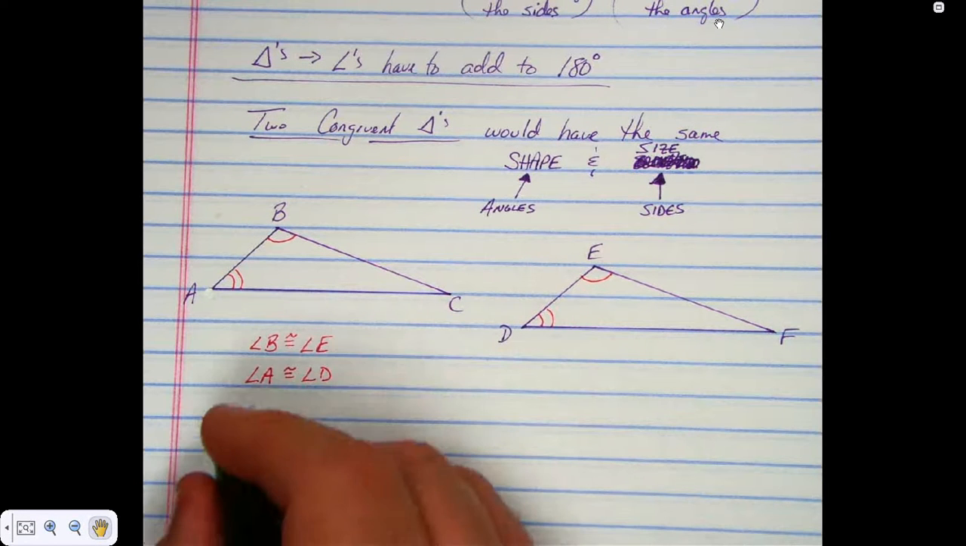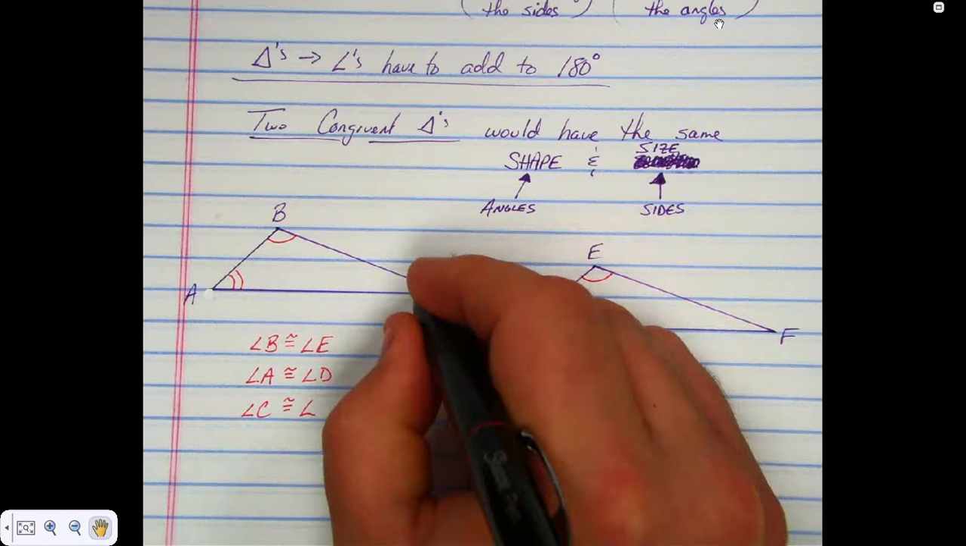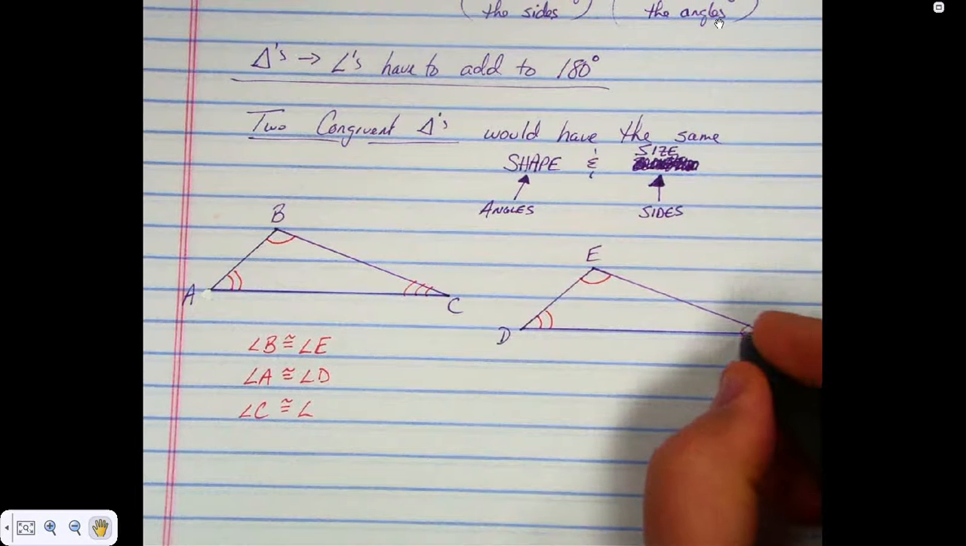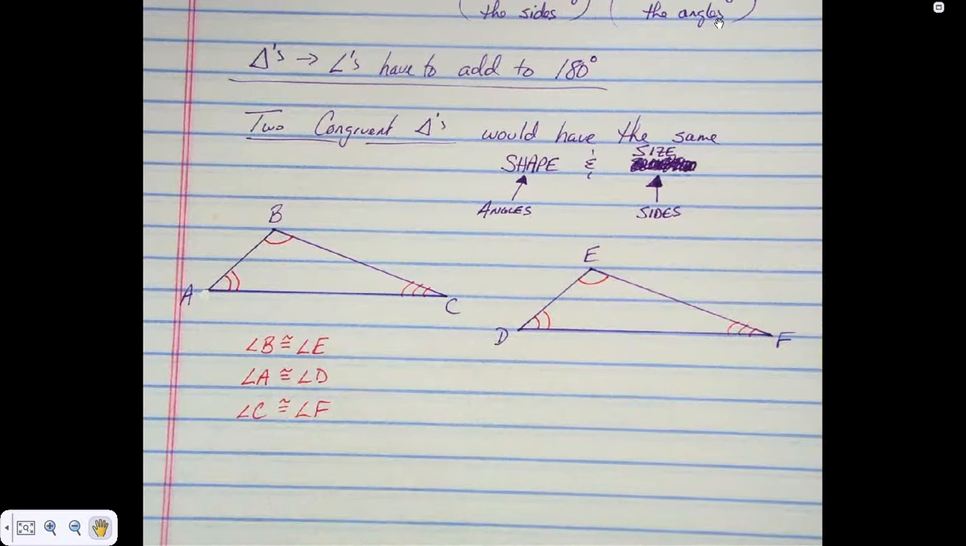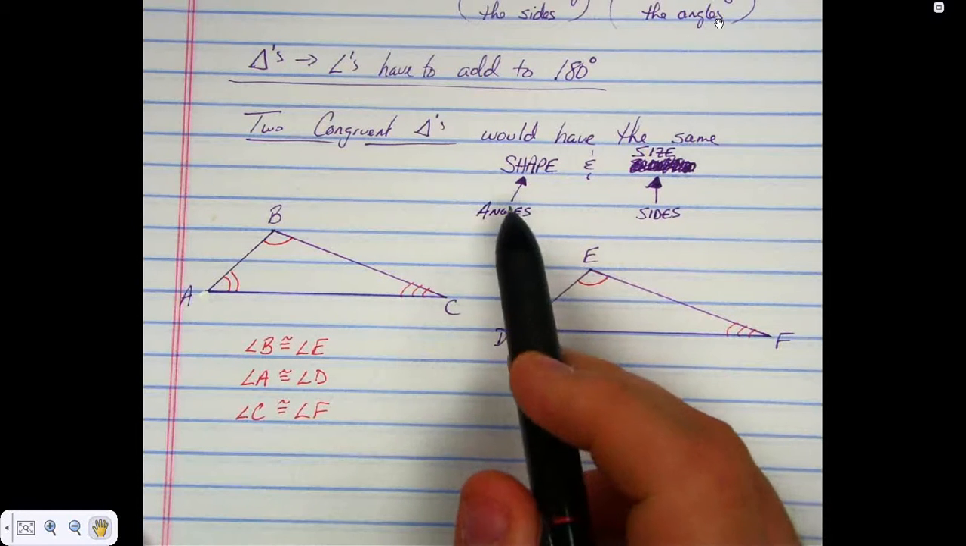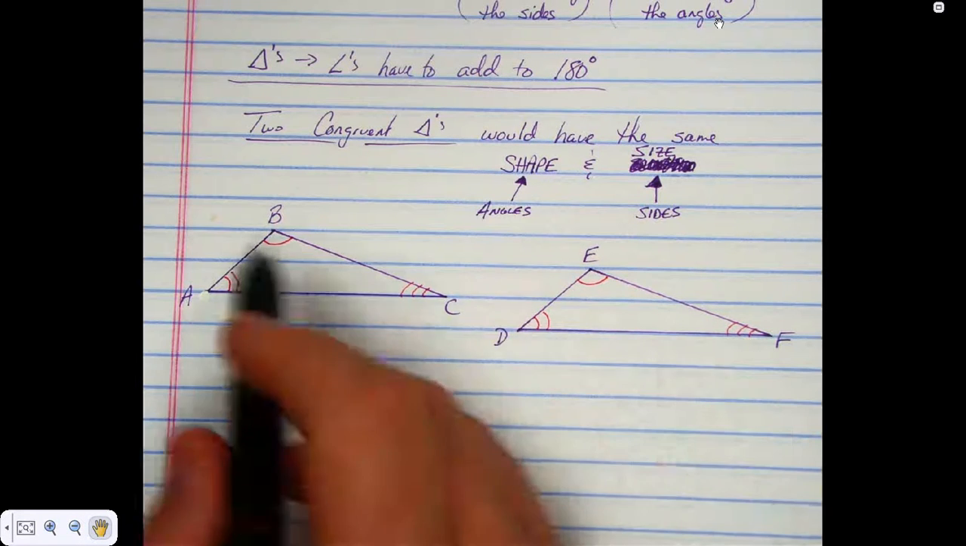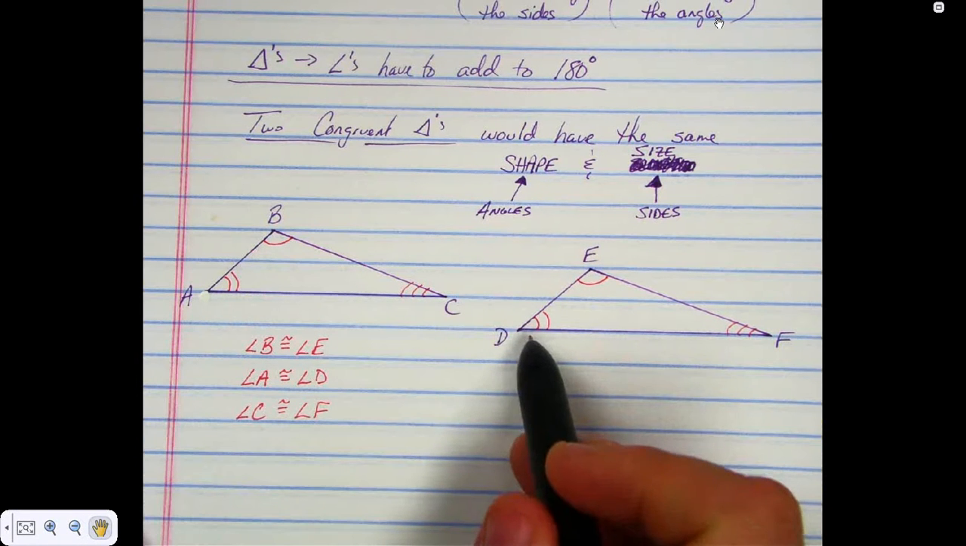And C, you think angle C would be congruent to angle what? F. Good. Now, I have a question. I was real general up here and said congruent triangles have the same angles and sides. Why is angle B not congruent to angle D? Can anybody answer that question?